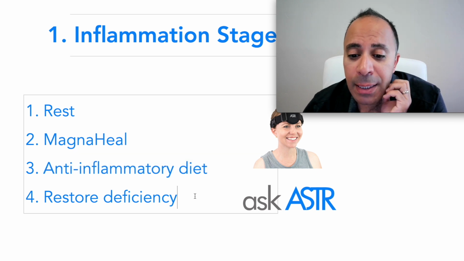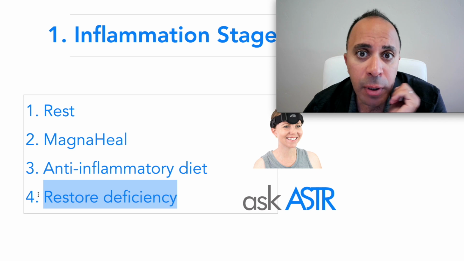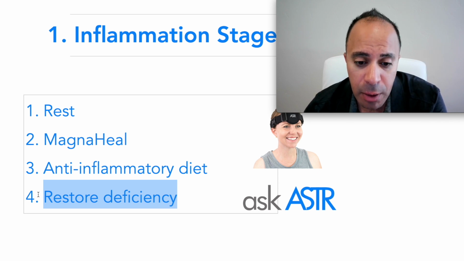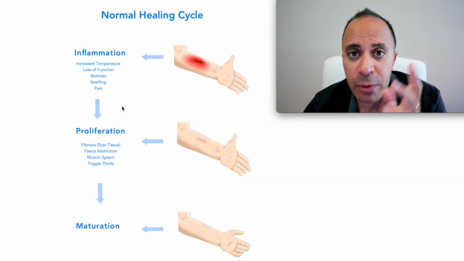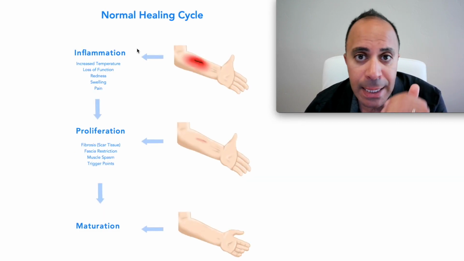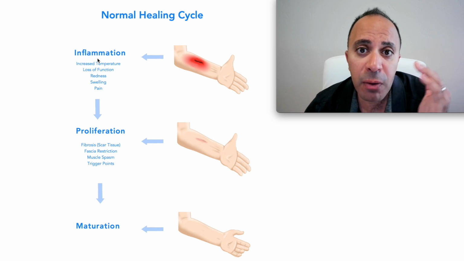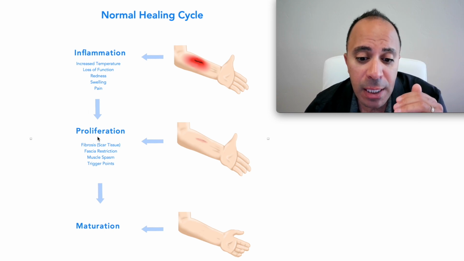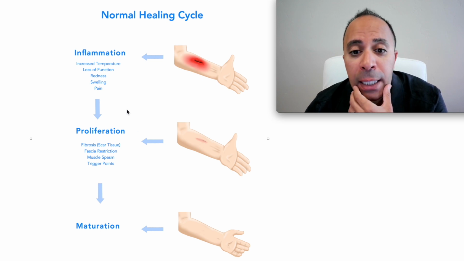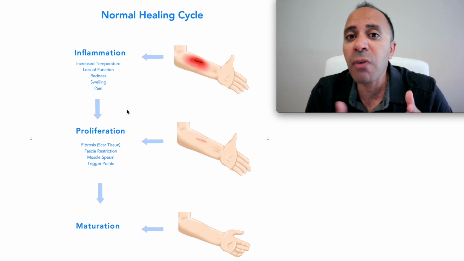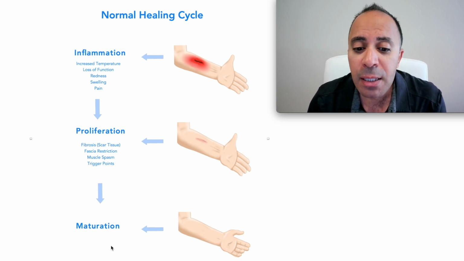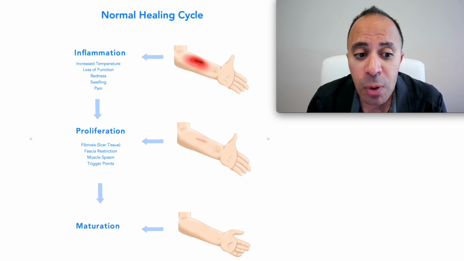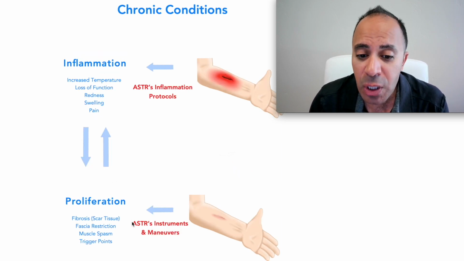So lastly, and that is extremely overlooked by a lot of healthcare providers, restoring deficiency. Your body needs, for example, magnesium, D, C, B, to transition from inflammation stage to proliferation stage to maturation stage. And if you have deficiency in certain vitamins and minerals, your body is never going to transition to maturation stage. You don't have enough fuel to get it there. You will be stuck between inflammation and proliferation stage.